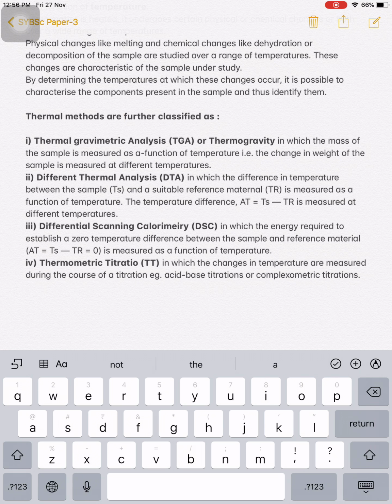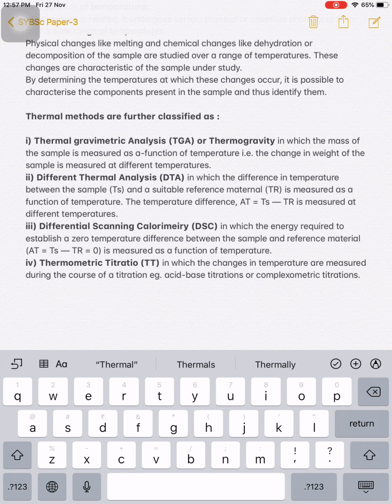So the thermal methods are again classified into TGA, DTA, DSC and TT. The first one is thermal gravimetric analysis or thermogravimetry. Now see here, in thermogravimetry, the mass of the sample is measured as a function of temperature. That is, the change in weight of the sample is measured at different temperature. So at different temperature, we measure weight of the component. So mass of sample is measured as a function of temperature here in TGA.